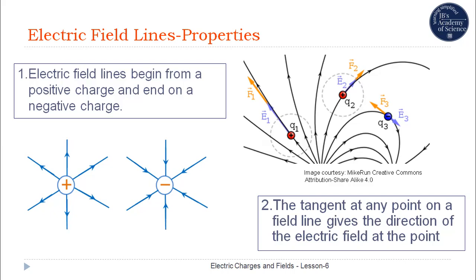So here F1 is nothing but Q1 into E1. Take another field line. Q2 is the charge placed at a point. Draw the tangent to the curve at that point. It gives, by the blue arrow, E2, the electric field. F2 is the force experienced by the charge Q2 at that point. F2 is equal to Q2 into E2.